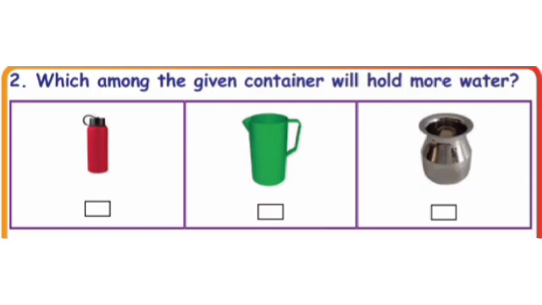Next one, which among the given containers will hold more water? Children, here water bottle can hold 5 tumblers of water. Jug can hold 10 tumblers of water. Vessel can hold 3 tumblers of water. So children, among these, jug can hold more water.